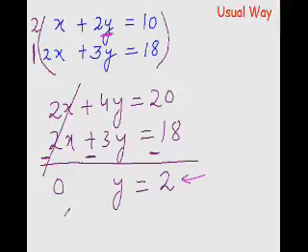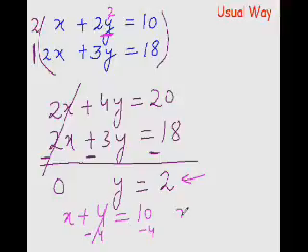So I would get a new equation, x plus 2 times 2, isn't it? Because this y will become 2, so it will become 4 equal to 10. Now subtract 4 from both the sides. So minus 4 here, minus 4 here. So this thing gets eliminated and you get x equal to 6, and that is what the answer is. x equal to 6, y equal to 2.